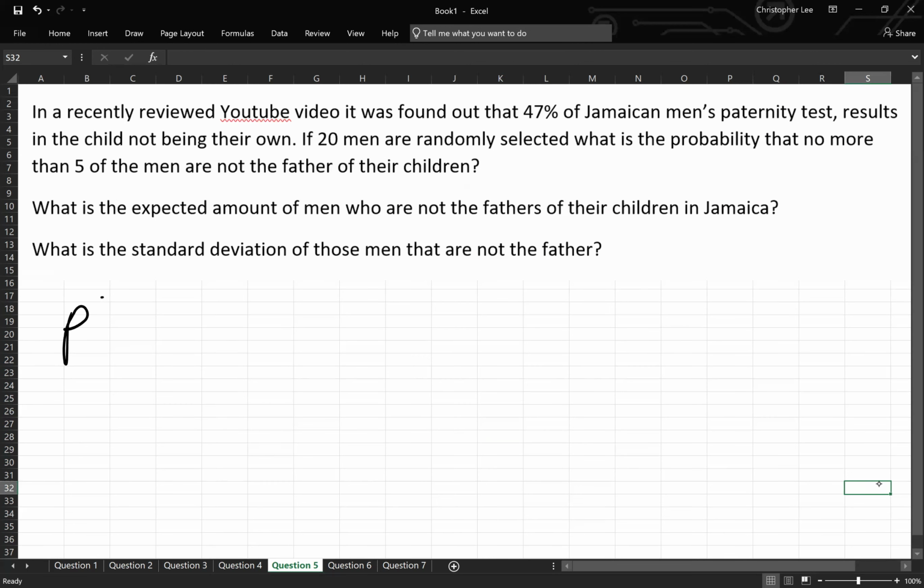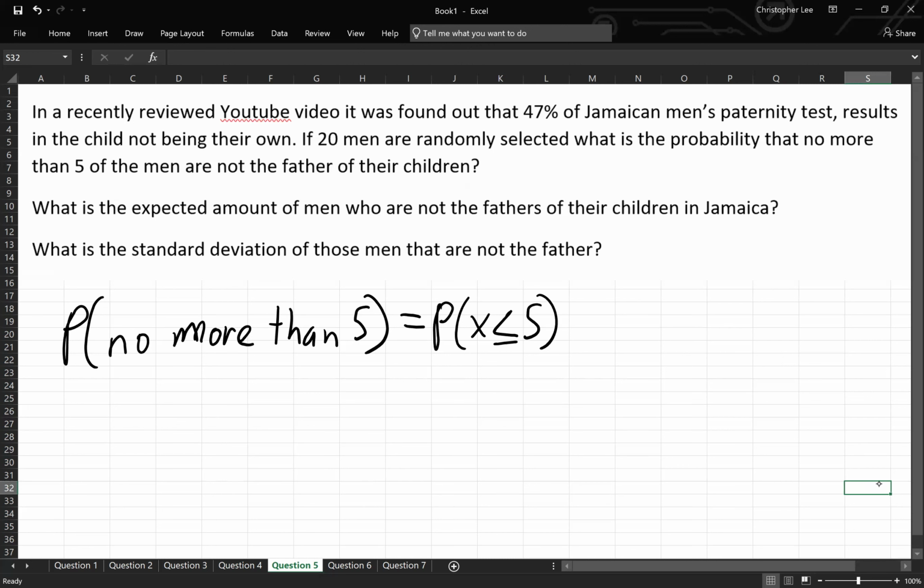How do I do this now? I want the probability of no more than 5. So what numbers are no more than 5? So this is going to be the probability of x less than or equal to 5. So that becomes probability of 5 plus probability of 4 plus, skip a few, all the way down to the probability of 0. Okay, so we're on the same page?